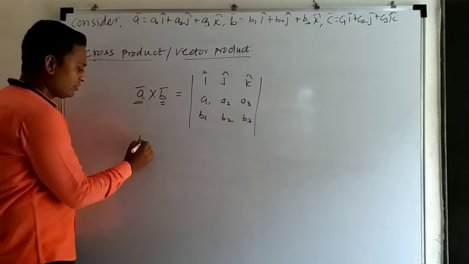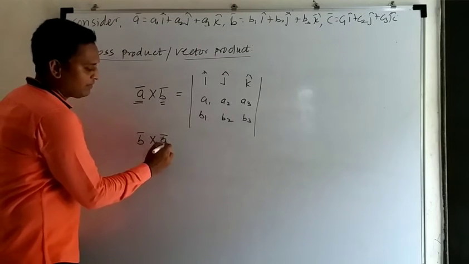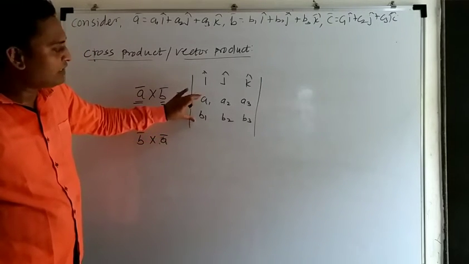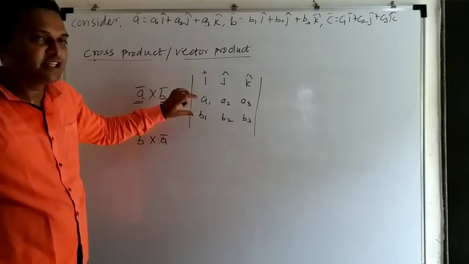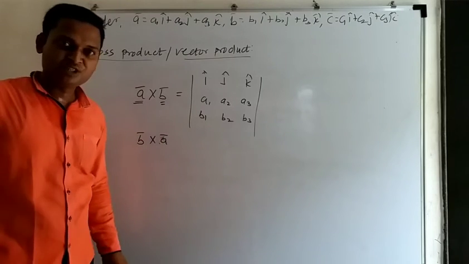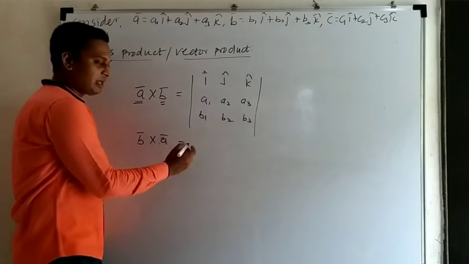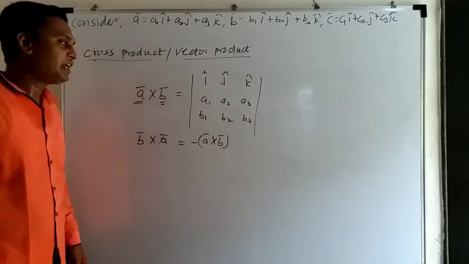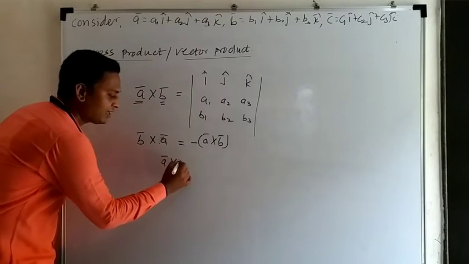Now, if we calculate B bar cross A bar instead of A bar cross B bar, what will happen? These two rows will get interchanged, and we know the property of determinants: if we interchange any two rows, the value of the resulting determinant changes by sign. It means the value of B bar cross A bar will be equal to minus A bar cross B bar.